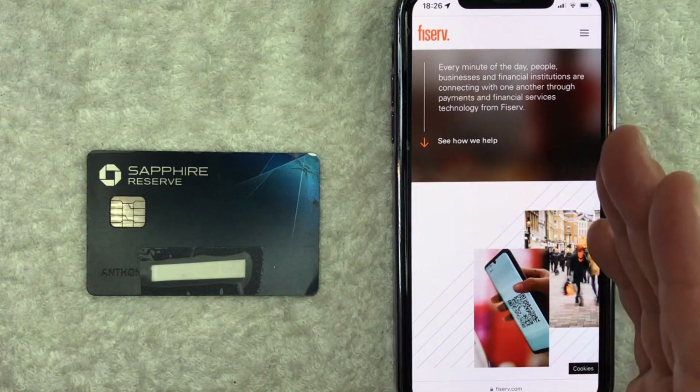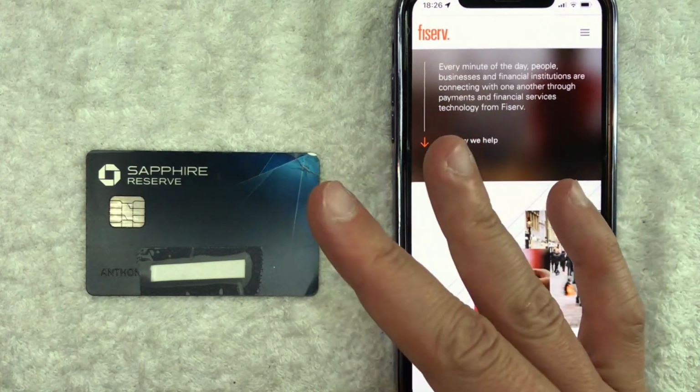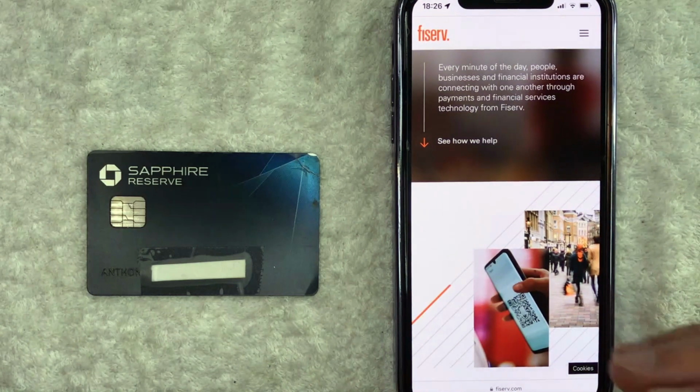So if you're wondering how to accept credit cards, those are three normal ways that you can accept credit cards for your business.